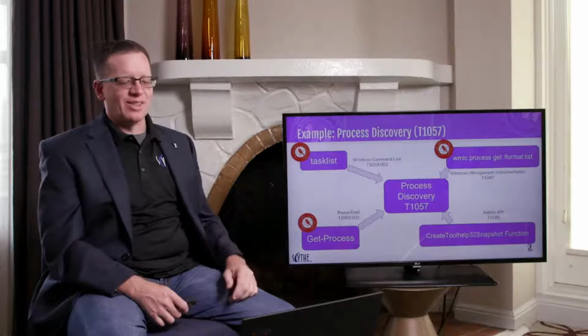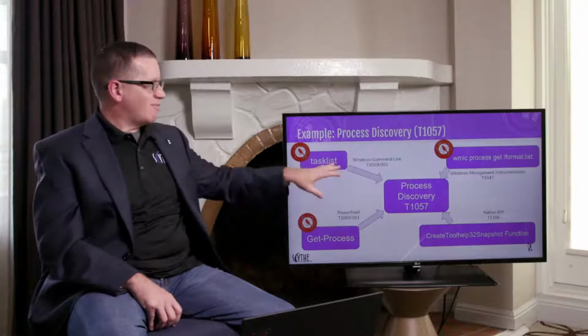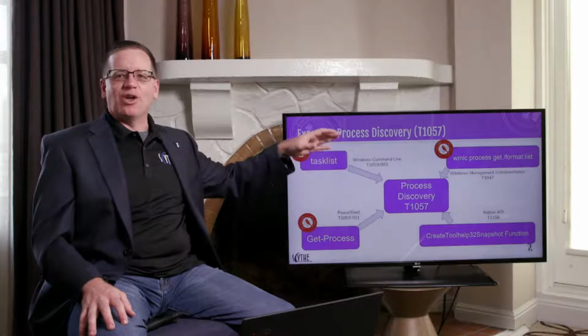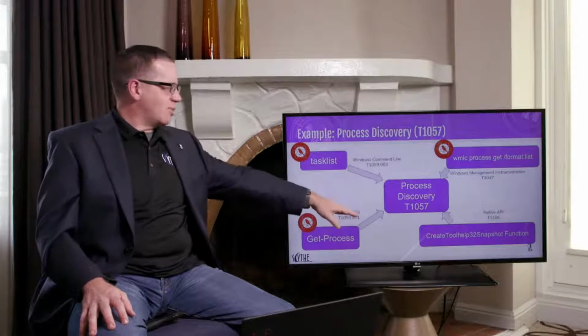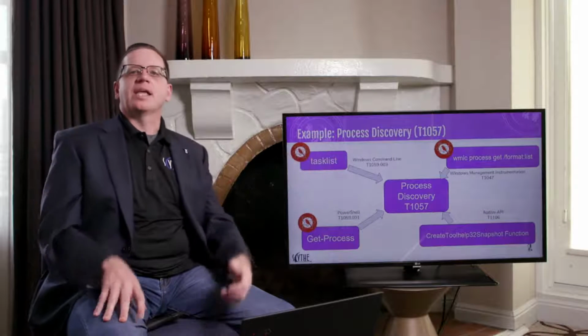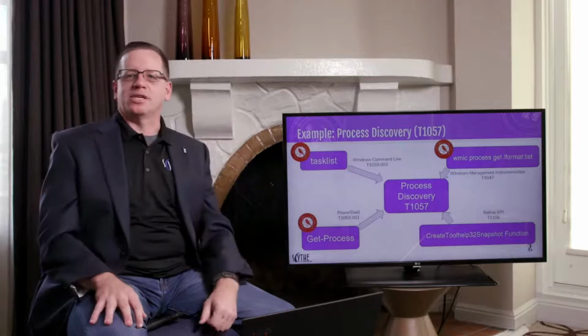I mentioned too, by the way, that there's a lot of stuff, and I've only scratched the surface here. We have lots of other procedures, right? And by the way, here is the CreateToolhelp32Snapshot function. That's a native Windows API. And it turns out there's no Atomic Red Team test for that, right?